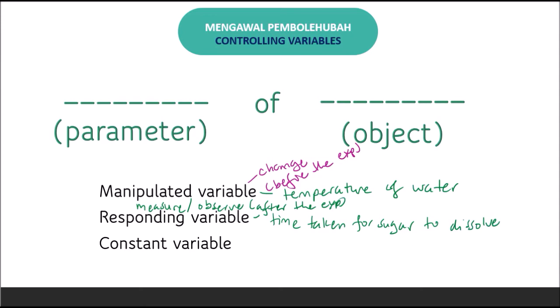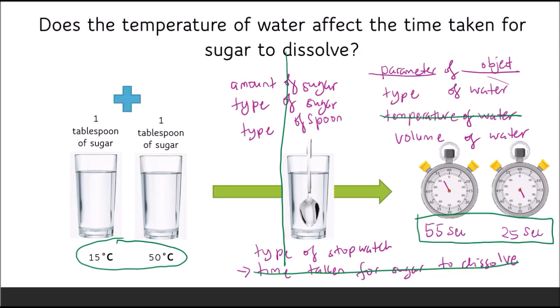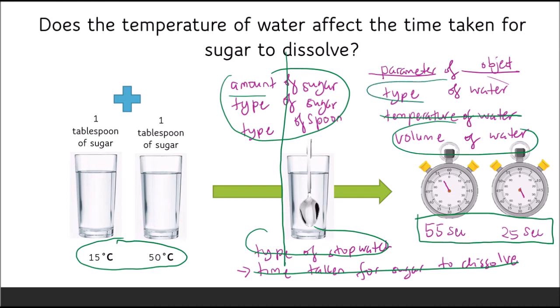Alright? So what is the constant variable? This is easy. The constant variable is what you keep the same. What must be the same? So let's go back to the experiment. The rest of this is the constant variable. Okay, it's easy. But wait, if I change two issues before the experiment, can I change?